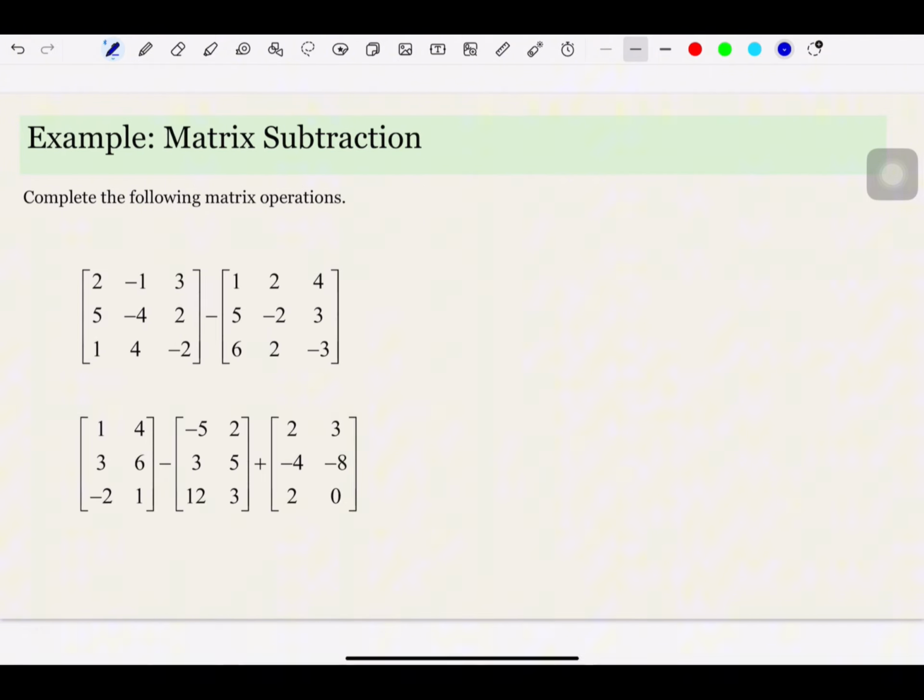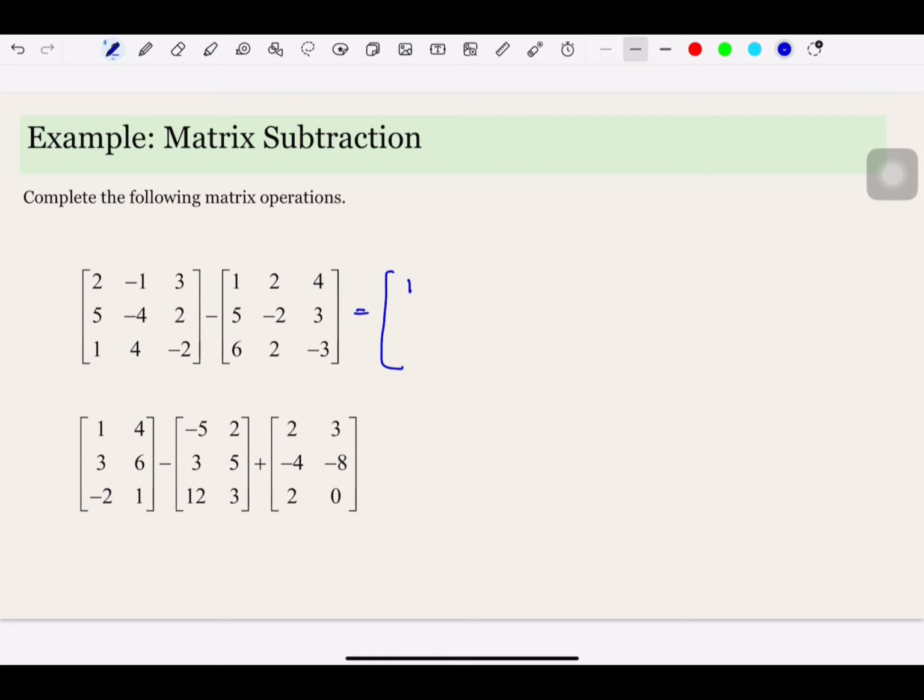Okay, so here you have to complete these matrix operations. So here you have two matrices, and these matrices are with 3 rows and 3 columns, and you are asked to subtract. And this operation is allowed because both matrices have the same size. So let's do the subtraction. So let's take these two elements and let's subtract 1 from 2. It's going to be 1.